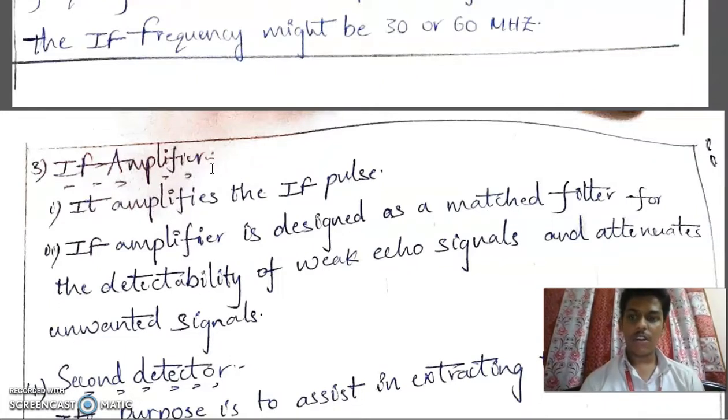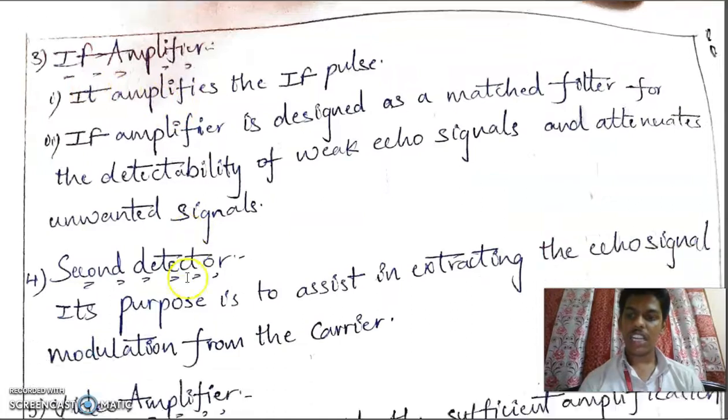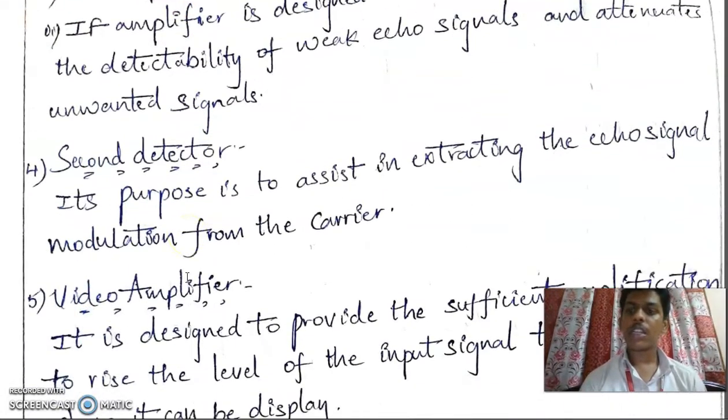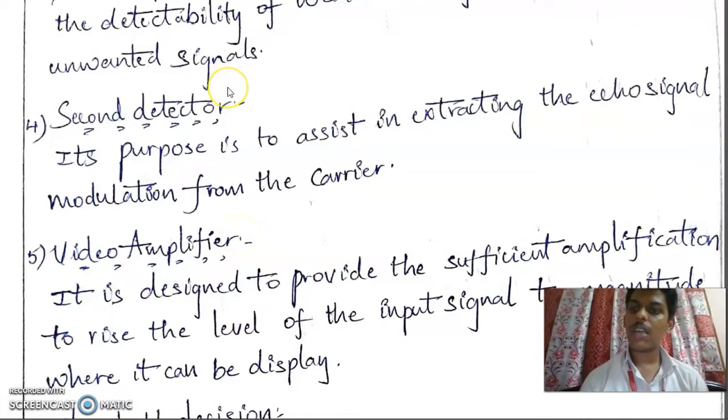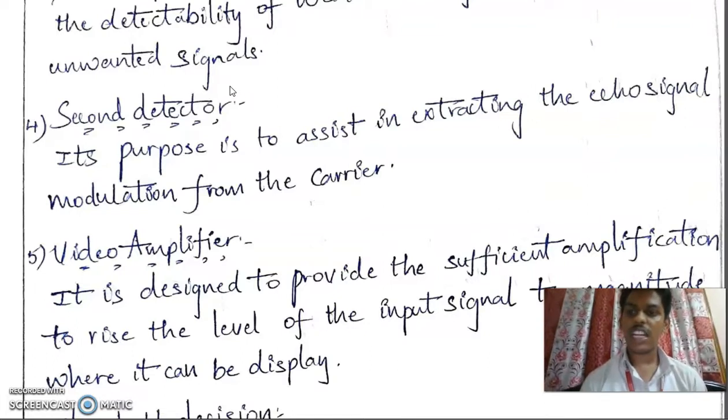Next, coming to the second detector. Its purpose is to assist in extracting the echo signal modulation from the carrier. The name second detector comes from the second diode used in the circuit, so it is called the second detector, and the first detector is used along with the mixer.